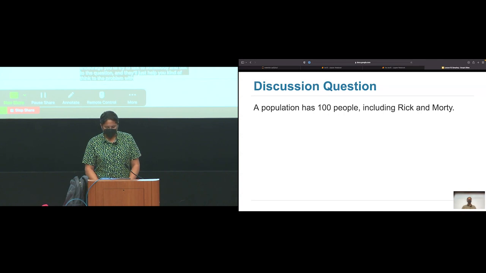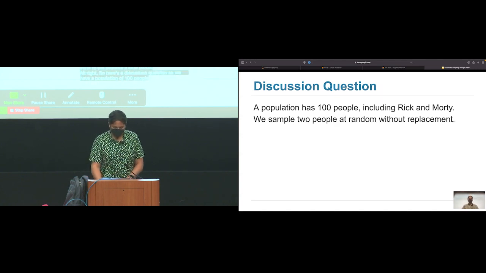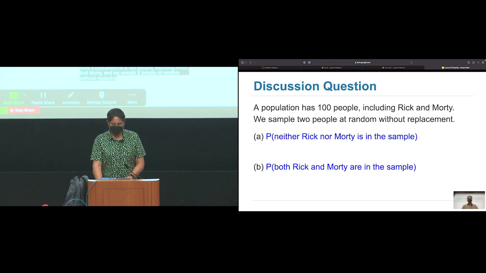All right, so here's a discussion question. We have a population of 100 people, including Rick and Morty. And we sampled 2 people at random without replacement from this population. There are 2 probabilities that we're going to try to calculate here. The first one is, if we sample 2 people without replacement, what's the probability that neither Rick nor Morty is in the sample?